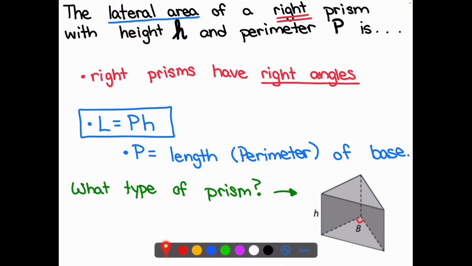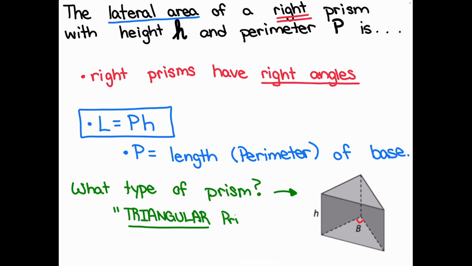But before we talk about surface area, what type of prism is this? The reason I keep asking this is that every year someone makes this mistake, and it happens more often than I would like, so I'm going to keep asking. This is a triangular prism. I know that because I see rectangles all around, but as long as I see a triangle in here, I know that it's a triangular prism.